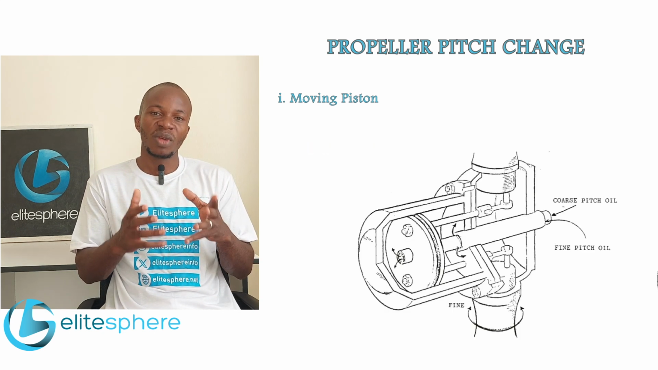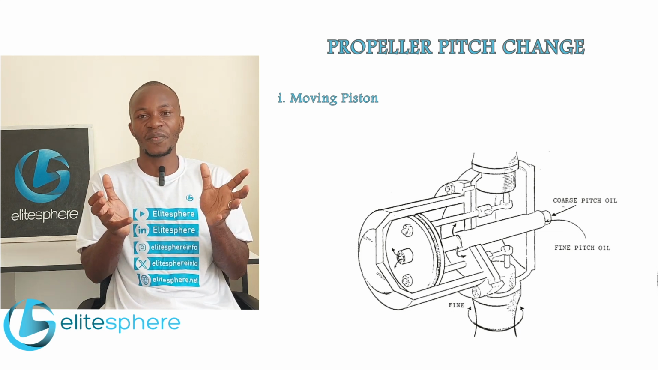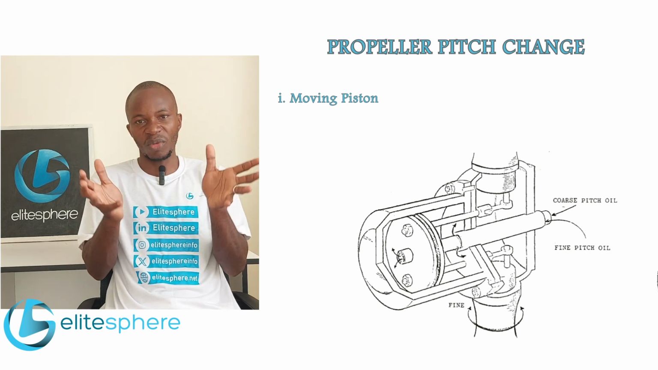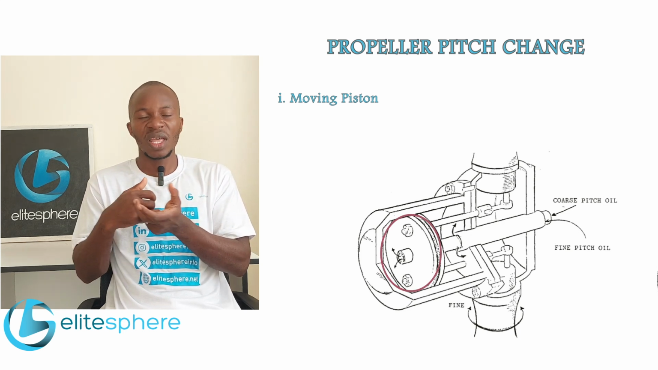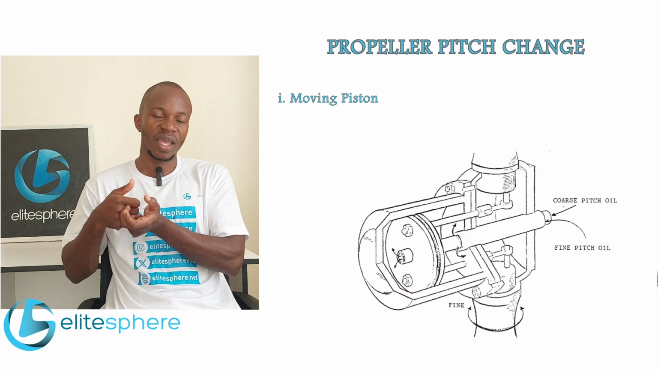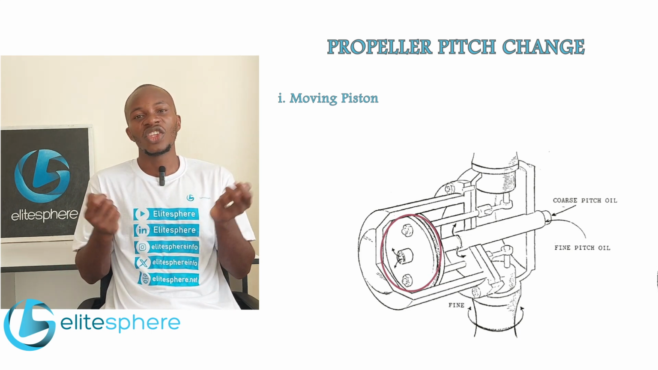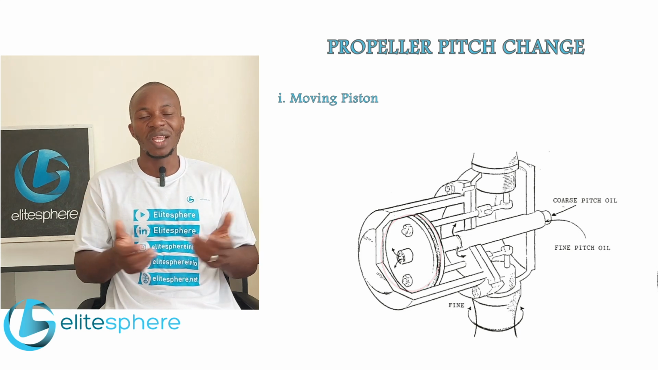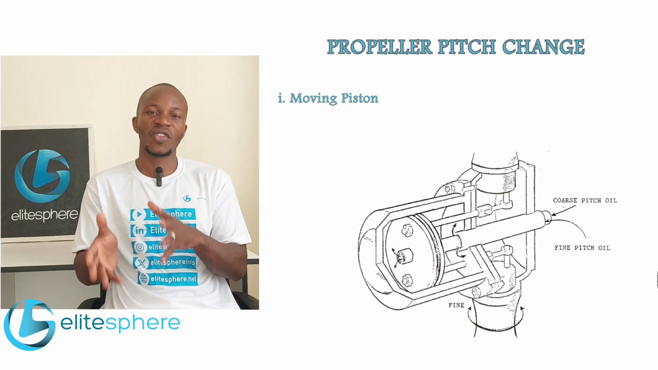For a moving piston mechanism, we have a piston inside a cylinder, which is basically the propeller hub. And in this cylinder, we have a piston that moves either to the front and back, and as it moves from front to back, it changes the propeller blade angle. The next configuration is the moving cylinder.